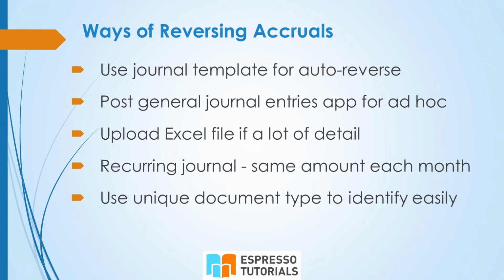If you haven't used the reversing template, you can still reverse multiple documents in one go by selecting them by document number, for example, in the Manage Journal Entries app. You could also use a unique document type to make them easier to identify. If you have a similar amount each month, you can use the recurring journal, also covered in section 5.